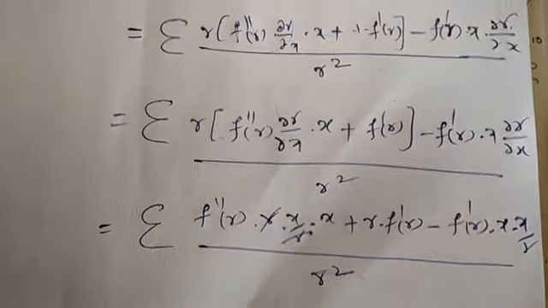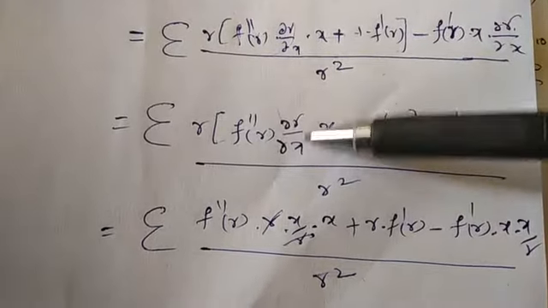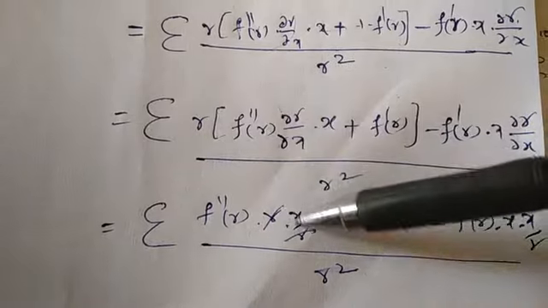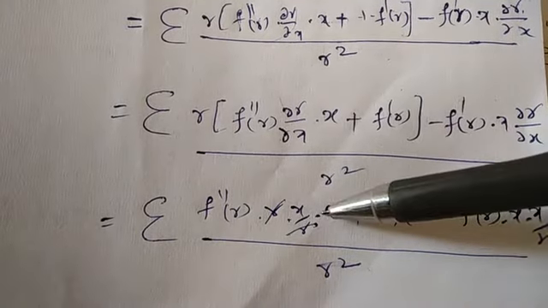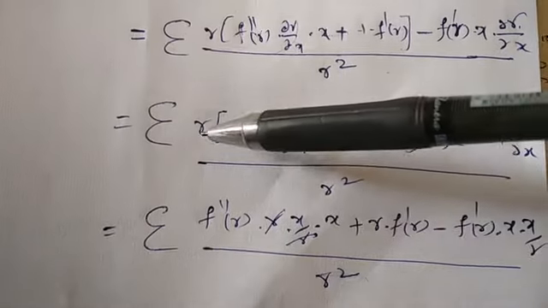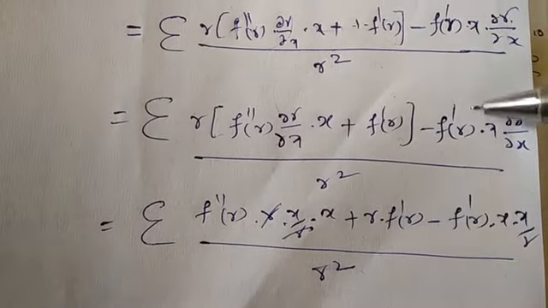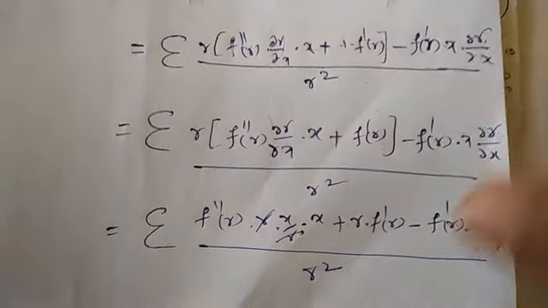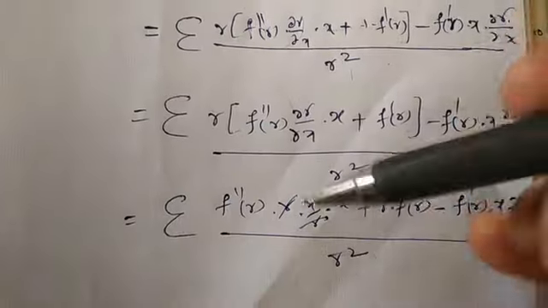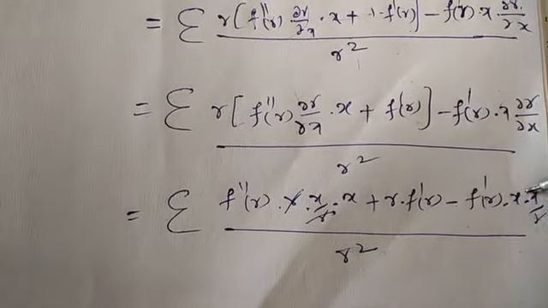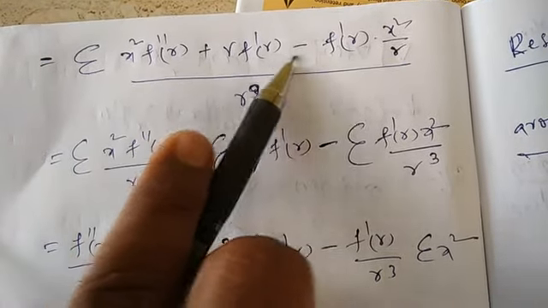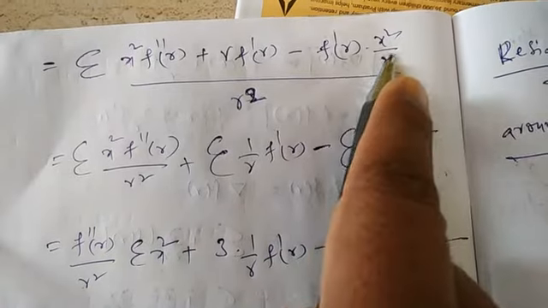Apply that. See, r, here x by r, multiplied with the r: f''(r)·r into x/r into x, plus r into f'(r), minus f'(r) into x into x/r. Okay, now x into x is x square here, and here also x into x is x square. I will write that in the next step. Σ x² f''(r) + r f'(r) − f'(r) x² / r².